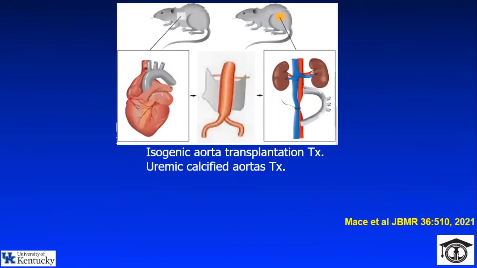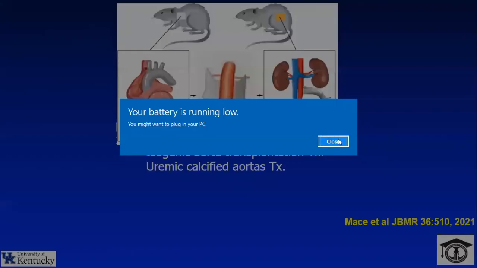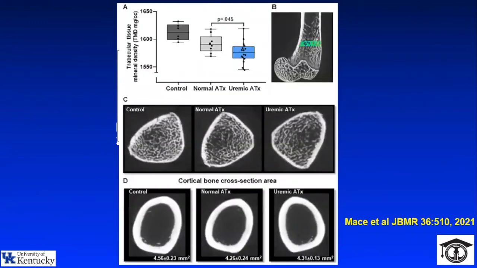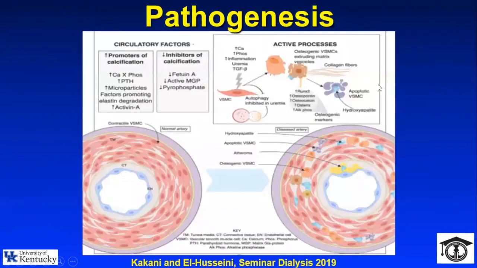We usually thought that this calcification is a passive process. But actually, it's an active process, because there is transformation of osteoblasts to start to behave as vascular smooth muscle cells. Here is a study where they transplanted aorta from uremic rats to normal rats, and the rats started to have bone loss. So not only is bone loss associated with increased cardiovascular calcification, but increased cardiovascular calcification can also lead to bone loss.